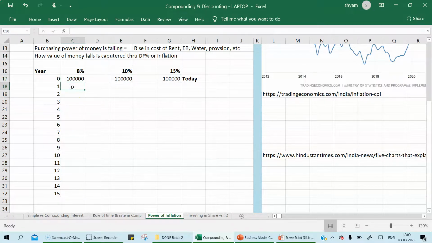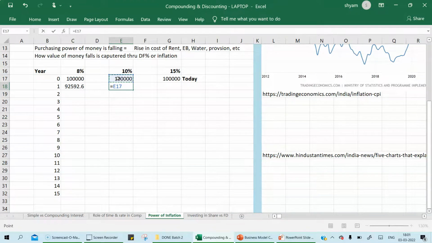Let's see what happens. So the computation would be 1 lakh divided by 1.08. Here 1 refers to the amount and 8% is the decrease in the value of money. So money falls by 8% every year. So the 1 lakh worth which you have today, at the end of 1 year it will become 92,000.